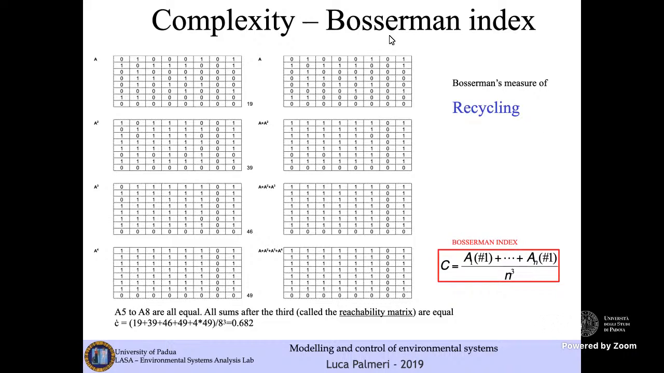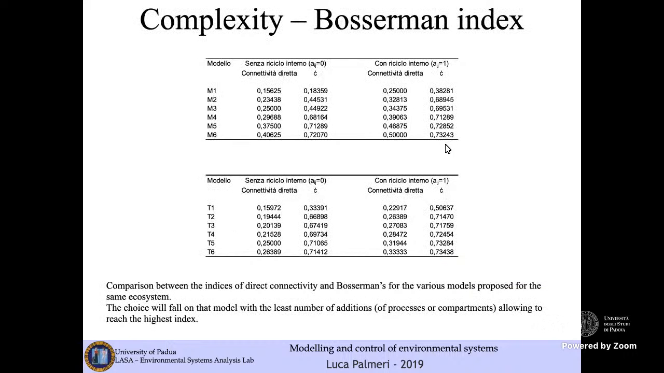How do we employ these measures of complexity? This is an example. For example, we are calculating direct connectivities for models M1 to model M6, direct connectivity from model T1 to model T6. This is the direct connectivity, and instead the second column is the Bosman recycling index.